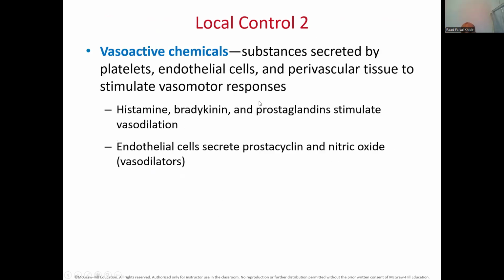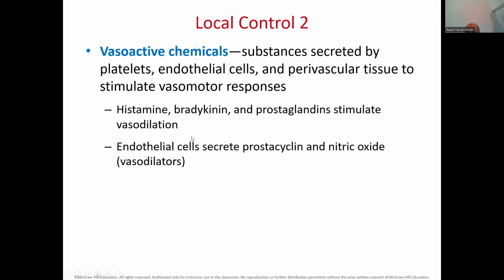The vasoactive chemicals are substances secreted by the platelets, endothelial cells, and perivascular tissue to stimulate vasomotor responses. Like histamine, we saw that with inflammation. That's why we take antihistamines. Antihistamines are going to fight inflammation because histamine constricts blood vessels, since we don't want to lose blood during inflammation. In inflammation there is injury and blood leakage, so we want to cause vascular spasm. We want to constrict blood vessels and prevent blood from flowing.